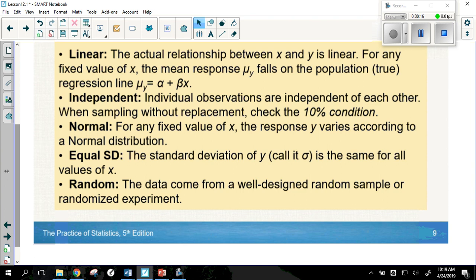Equal standard deviation. So what we're going to look at for this equal standard deviation is that as I go to a lower x value, if the variation is really small, and then I go to a higher x value, the variation is really big, that's going to be suspect, and the conditions will not be met for inference. And then, as always, the data has to come from a well-designed random sample or experiment. So it spells LINER.